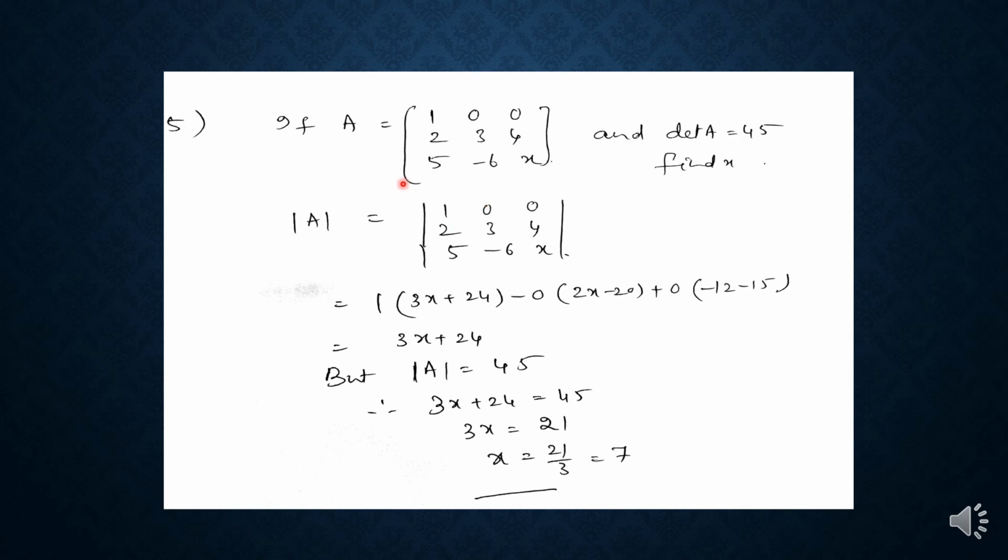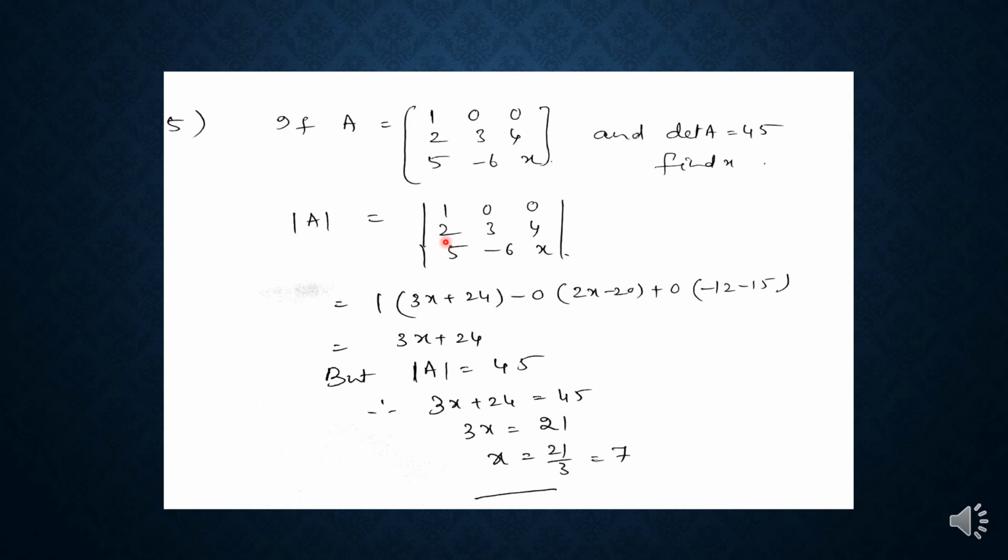So det A is equal to the determinant of 1, 0, 0; 2, 3, 4; 5, minus 6, x. This is the difference between representing the matrix and the determinant. For the matrix we use square brackets or parentheses. For the determinant we use two bars.